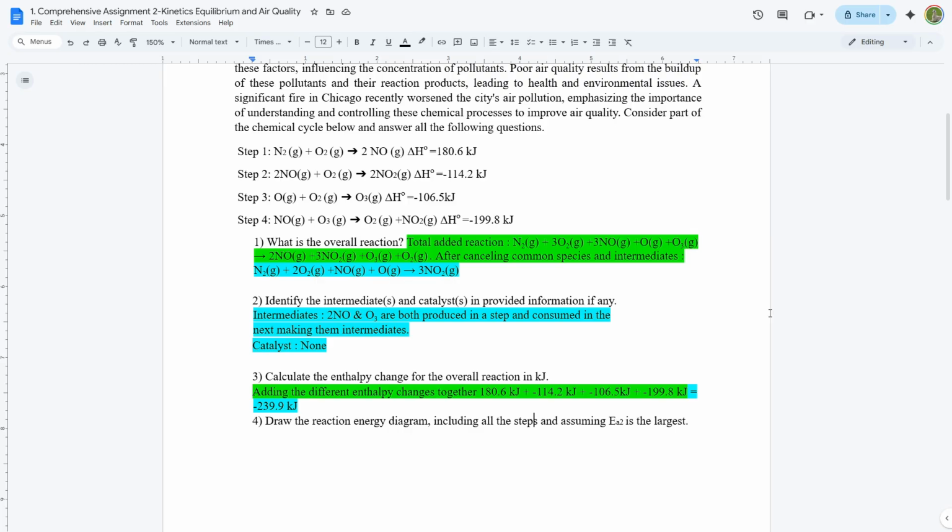Just before I go over the questions, real quick: anything in green is an explanation to help me explain it. The blue is the actual answer.